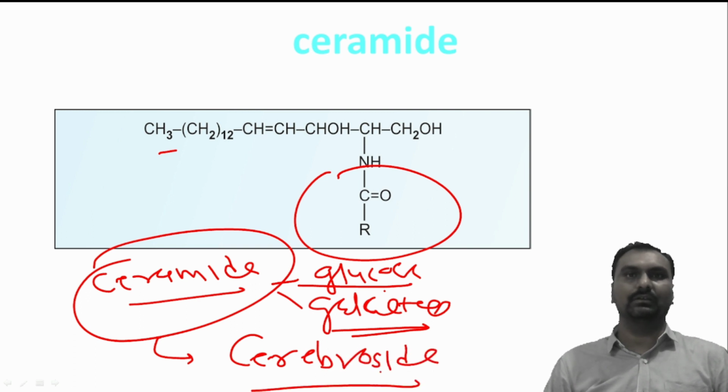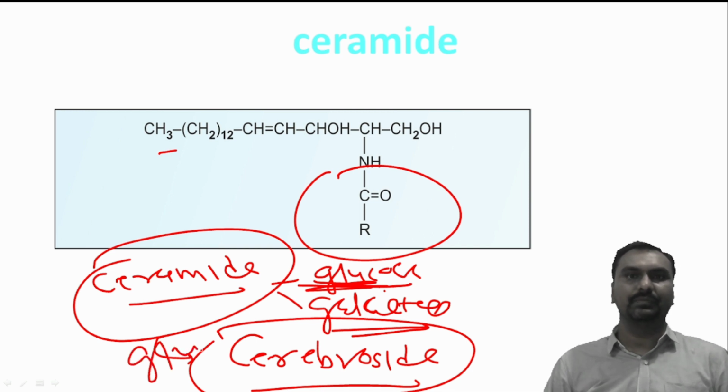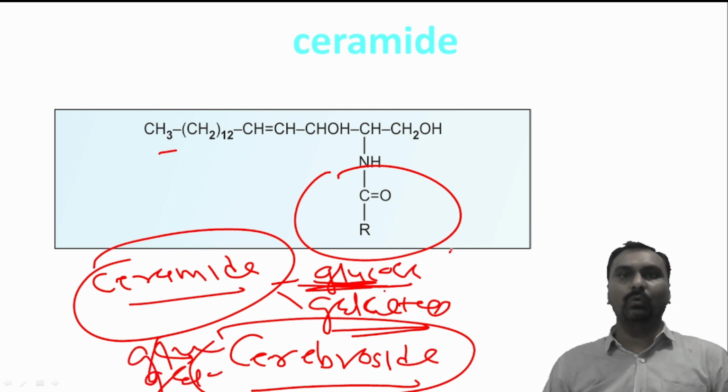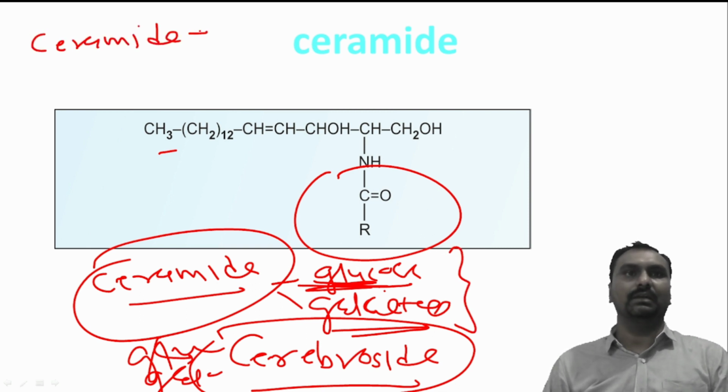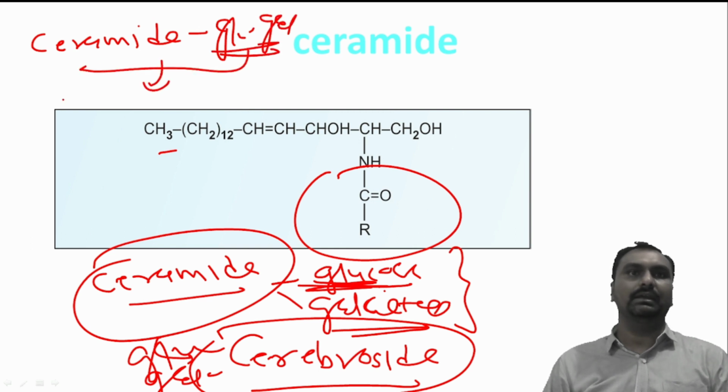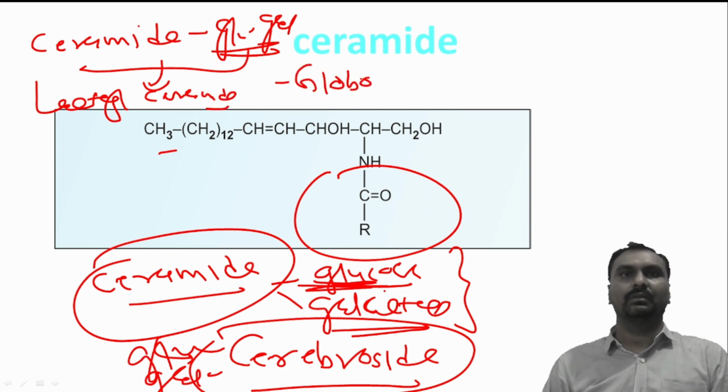So this is the first classification of glycolipid, it is cerebroside. If glucose is attached, it is called glucose cerebroside. If galactose is attached, it is called galactose cerebroside. And if both glucose and galactose are attached to the ceramide, it is called a lactosyl ceramide, which is also called a globoside.